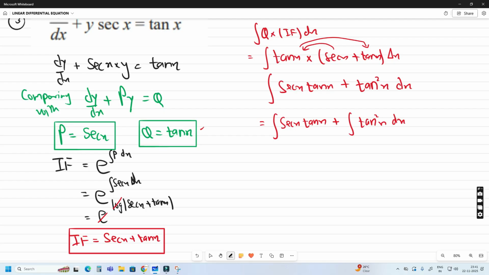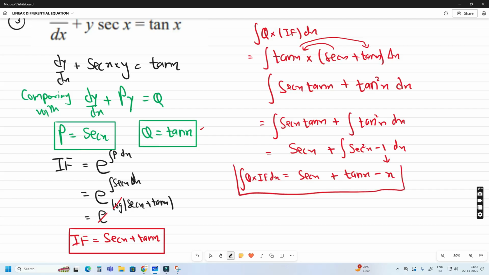So the integration of sec x tan x is, as you know, the derivative of sec x is sec x tan x. So you can write here sec x. And for tan square x, we have to substitute with the identity, that is sec square x minus 1. So we'll keep this sec x as it is. Sec square x integration, as you know the derivative of tan x is sec square x, so the integration of sec square x will be tan x, and the integration of 1 here will be x. So you got the answer for Q into IF with respect to dx. Okay, so we'll put this inside the box, and now we move on to the final solution.